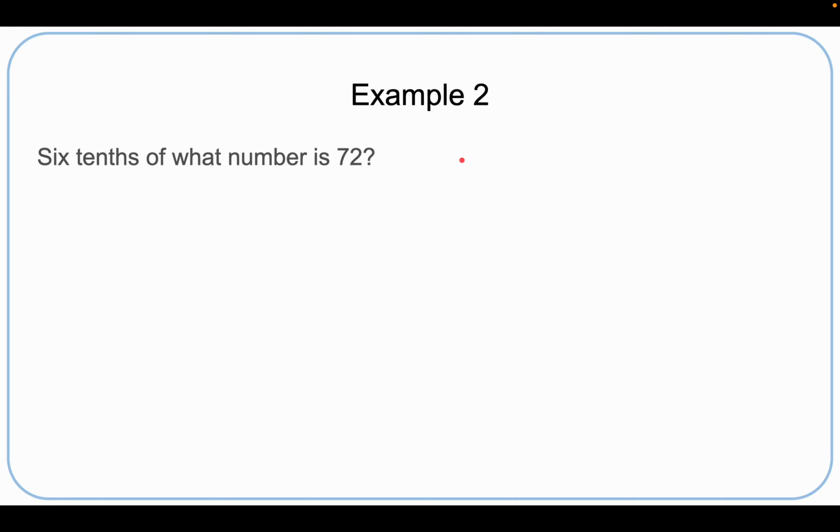Our second example, 6/10 of what number is 72? So again, we can start with our general formula, D times A equals B. And then let's plug in the things that we know. So 6/10, that's our decimal. So we're going to write 6/10 as 0.6, our multiplication sign, and then of what number? There's our unknown, so we'll keep that A there. Is, there's our equal sign, and 72 is our B.